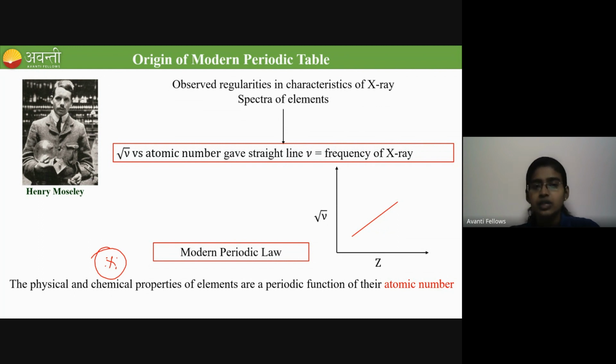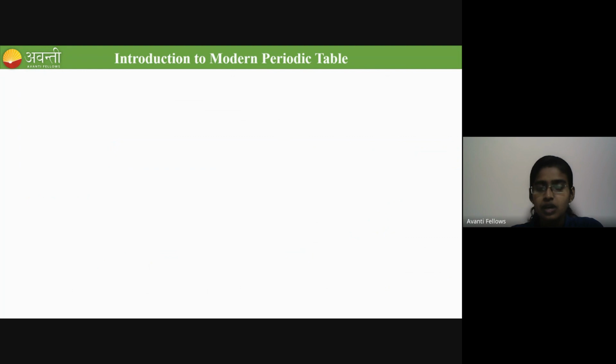So you need to study the x-axis and y-axis part, and the observation. Observation is a straight line. Got it? Now let us move on to the next slide. In the modern periodic law, you have to keep in mind.